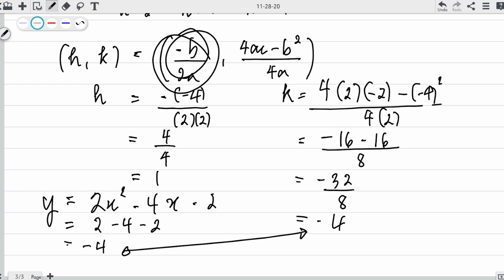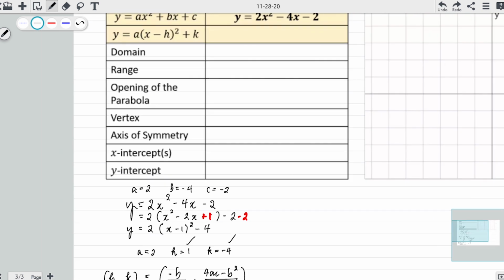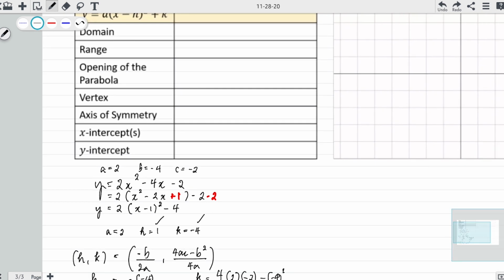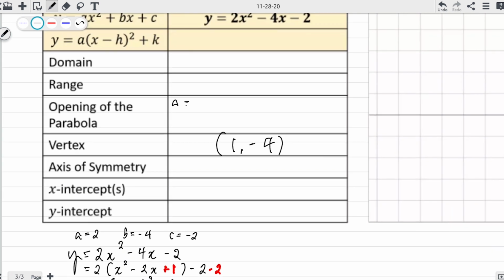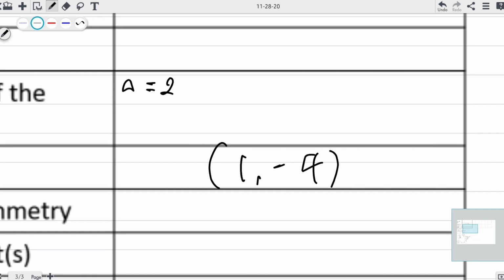Tapos, kung ano yung makuha mong value, i-substitute mo dun sa function mo. And you will get the value of k. Let's fill in our table. The vertex is at (h, k), which is (1, -4). Your parabola opens upward because your a is positive 2. A is equal to 2, which is greater than 0.